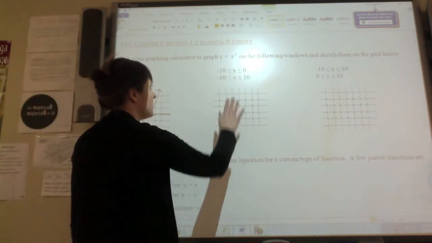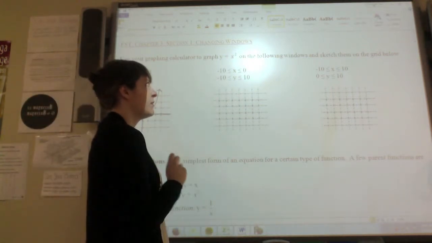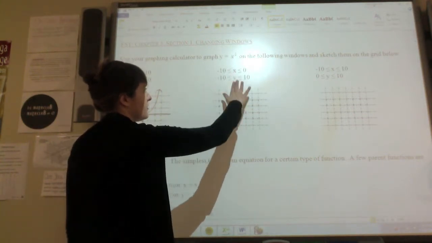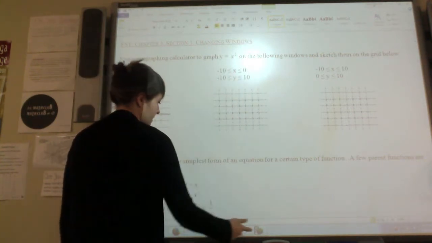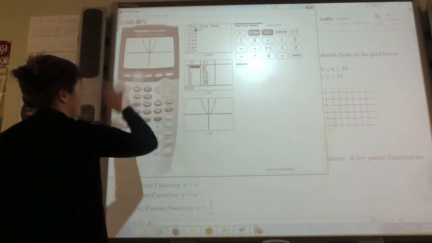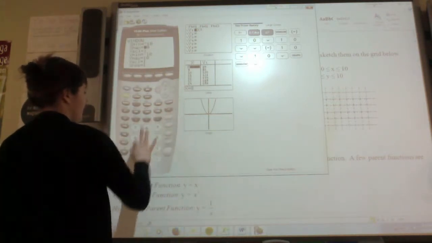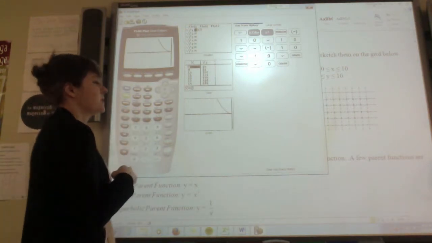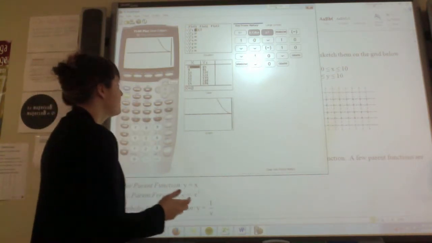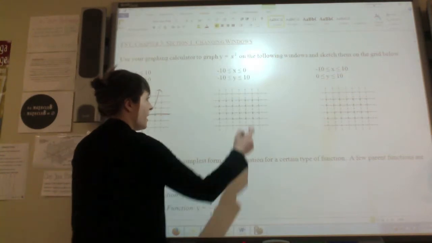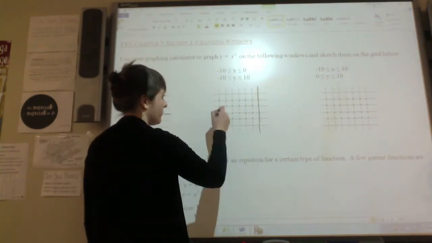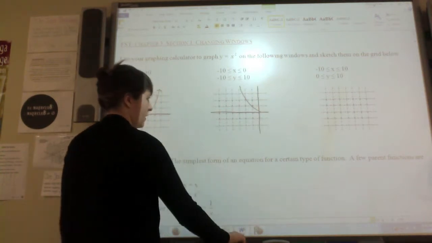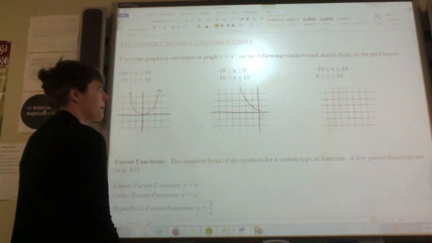Okay, now I'm going to do the same thing over here. I've already graphed my function, but now I want to change it so that my window goes from -10 to 0 and -10 to 10. So if I go back here and change my window to go from -10 to 0, and I hit the graph button, now my function looks like this. So I'm going to go back to my notes and sketch that. It looks something like that.